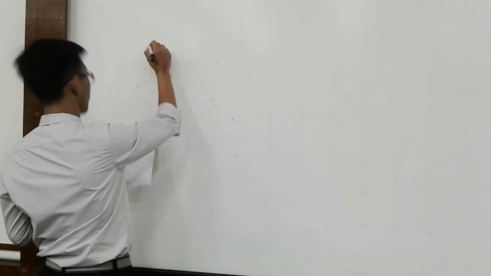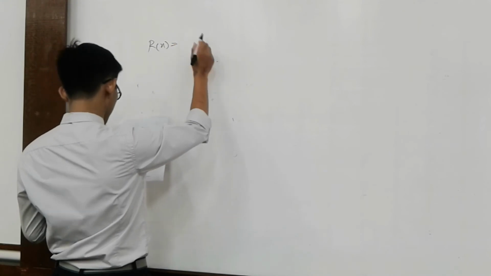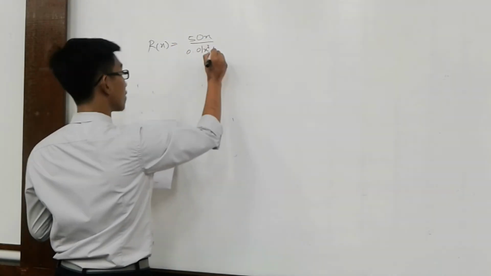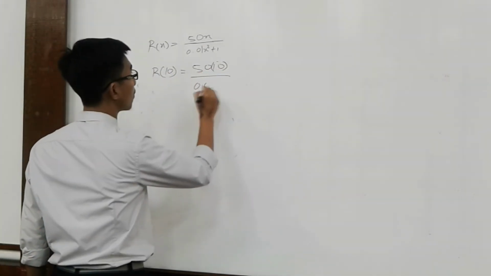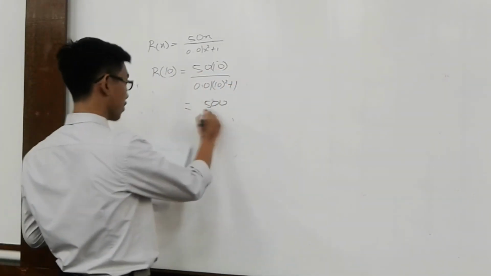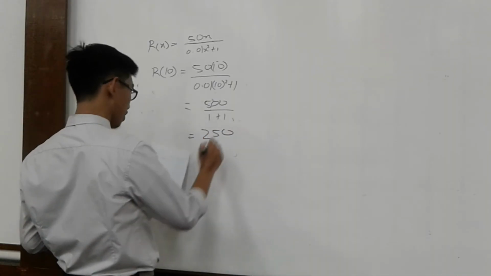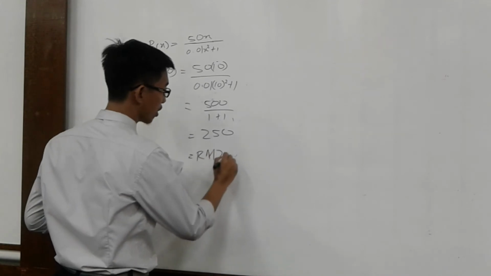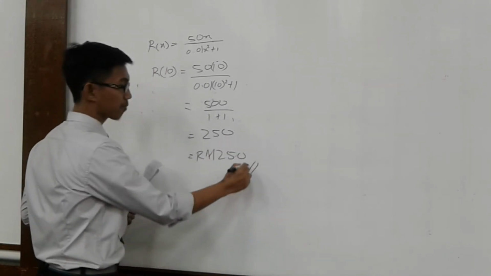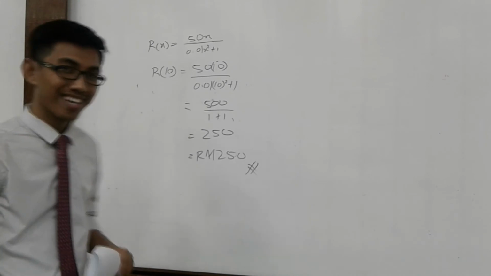Now we move to the next question, which is to calculate the amount of maximum revenue. Given the answer that we found is 10 watches, we must put it back into the function. Given the function, we get the maximum revenue is RM250. This is the maximum revenue.